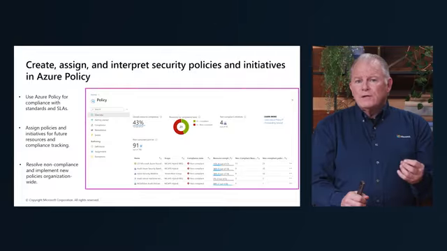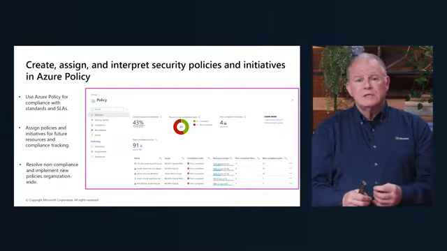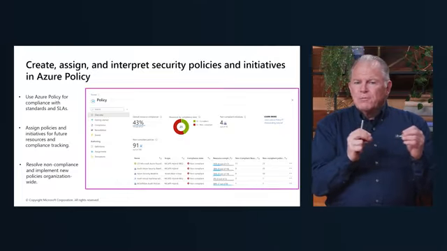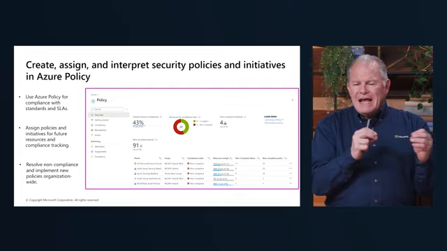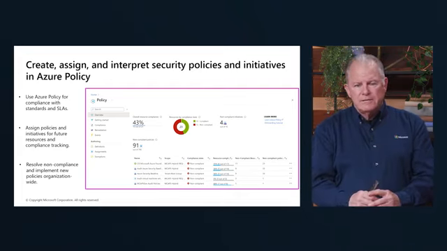Now, maybe you want to also have a policy for the networking component that goes along with that virtual machine that you're building. In this case, you don't build a policy for both of those pieces. You build them as individual policies, and then you combine them in a thing called an initiative.